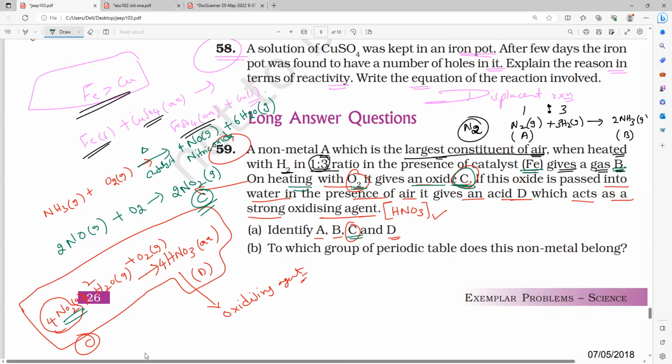See, nitrogen dioxide we are not getting directly. We are getting nitric oxide first. Only with further oxygen supply will it turn into nitrogen dioxide. Clear, everybody? Understand? Hello?